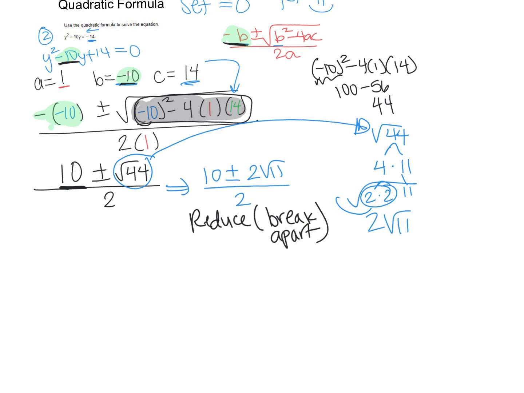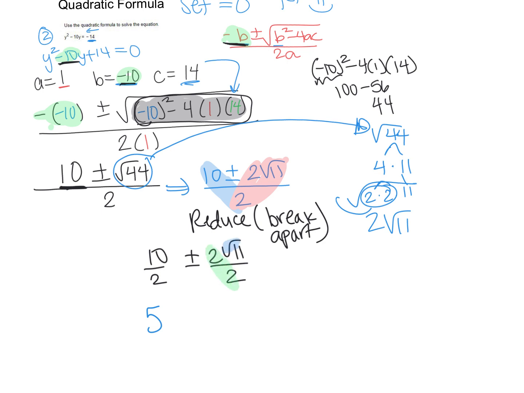Okay, so I'm going to make the little heart. The 10 is going to go over the 2, and the 2 square root of 11 is going to go over the 2 as well. So I break it apart: 10 over 2 plus or minus 2 square root of 11 over 2. I can see that 10 over 2 reduces to 5. And when I simplify this piece, I'm not allowed to touch the 11.